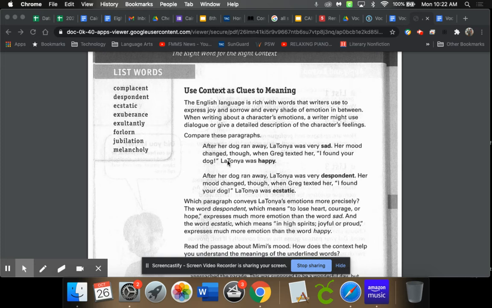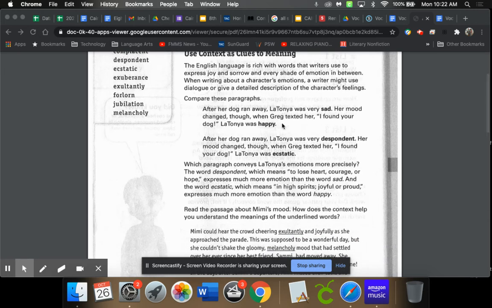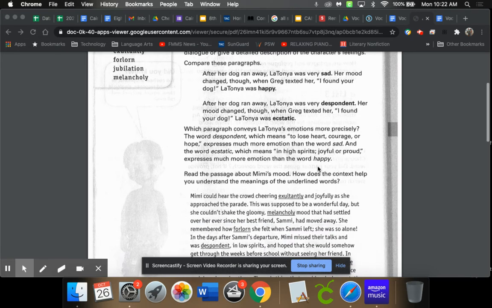So like, look at the difference. You have after her dog ran away, LaTanya was very sad. Her mood changed though when Greg texted her, "I found your dog." LaTanya was happy. And then the second one is after her dog ran away, LaTanya was very despondent. Her mood changed though when Greg texted her, "I found your dog." LaTanya was ecstatic. Those more intense words, and we've already talked about that. Authors choose specific words to get their point across. These are some examples of specific words that they can choose to show those deeper emotions, okay?